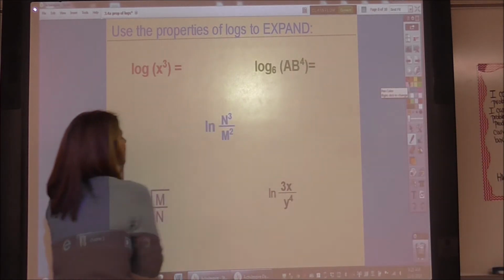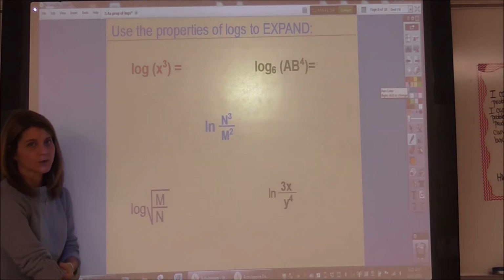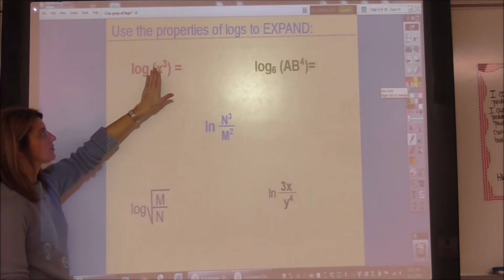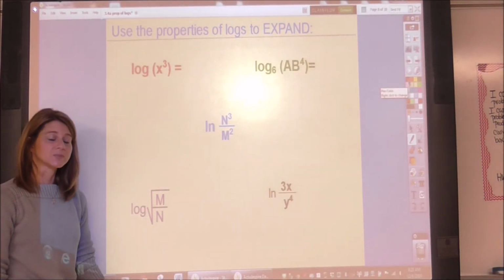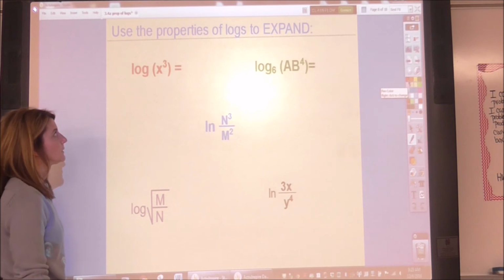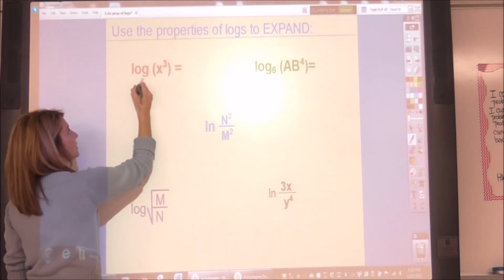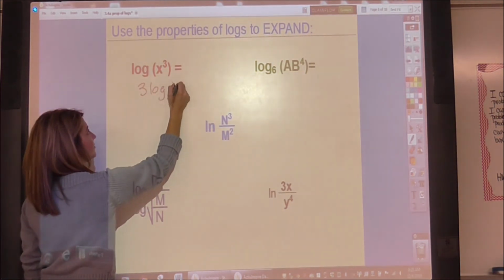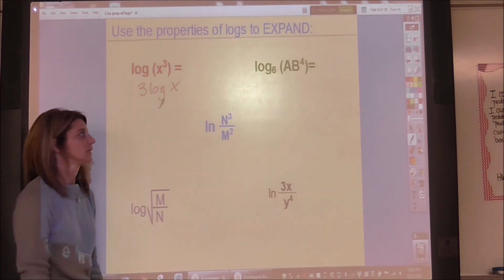All right, so getting ready to check these. I hope that they were okay. Log of x to the 3rd power. That has a power, it's a power rule. So that 3 just comes to the front. 3 log of x. Done.